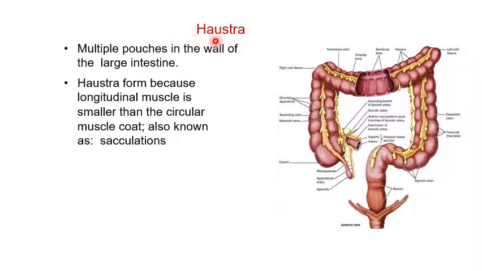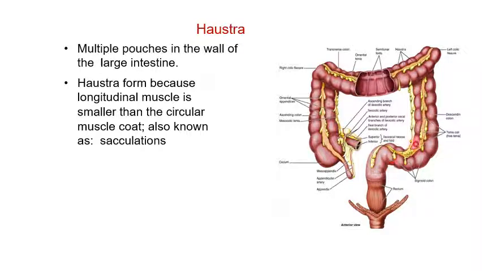Third important feature of the large intestine is haustra or haustrations. Now multiple pouches can be seen in the wall of the large intestine. These are known as haustra or haustrations, and also known as sacculations. See why these haustra form? These outpouches we see on the surface of the large intestine are haustra, and they form because the outer longitudinal muscle coat is smaller than the inner circular one. So the outer one is smaller than the inner one.